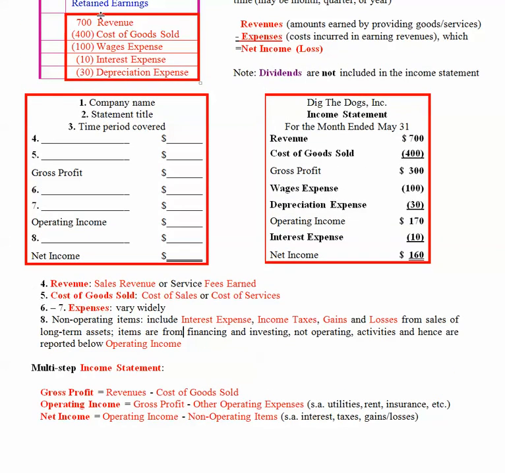So to summarize, you take all your revenues minus all your expenses, and there is a certain order, and we have subtotals to help provide us some information.